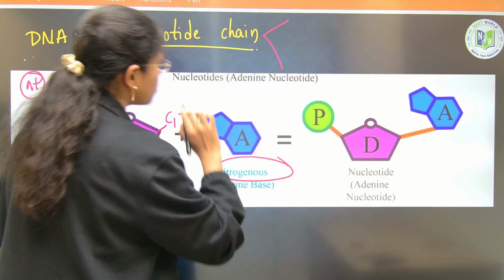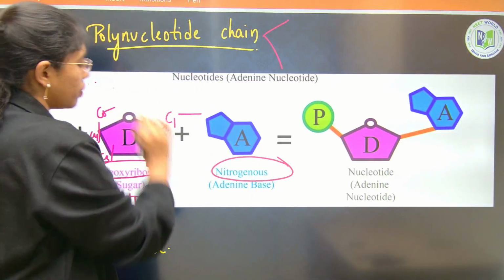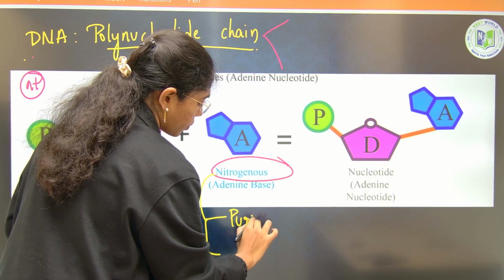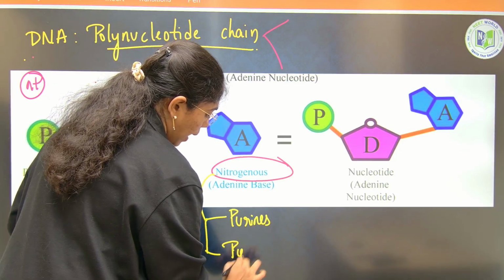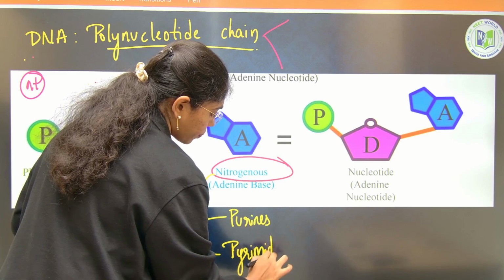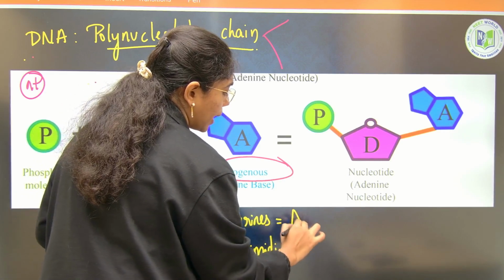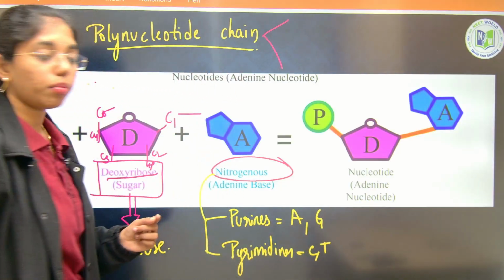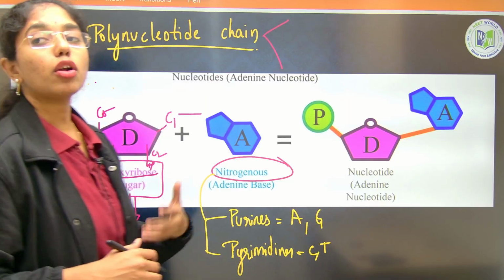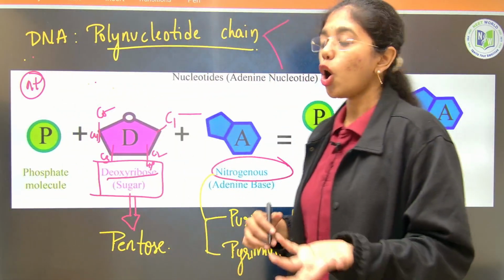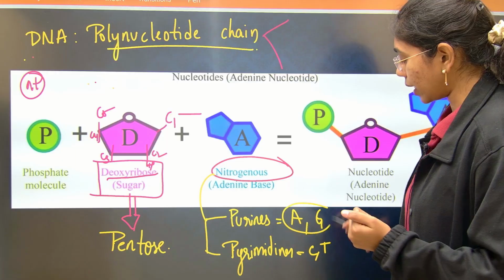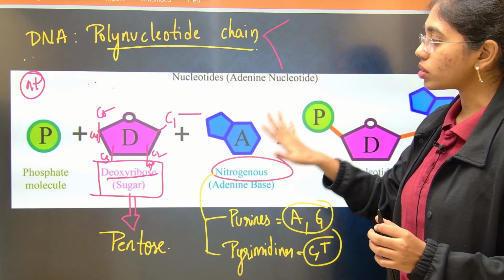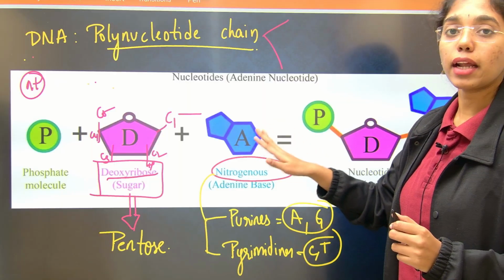This nitrogenous base is of 4 types in DNA. You have both purines and pyrimidines. Purines can be adenine and guanine. Pyrimidines are cytosine and thymine. Purines have a heterocyclic, double ring structure, and pyrimidines have a single ring. So this heterocyclic structure of purines has a 9 position nitrogen.